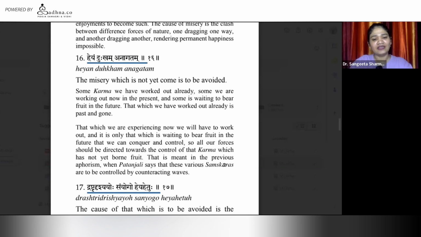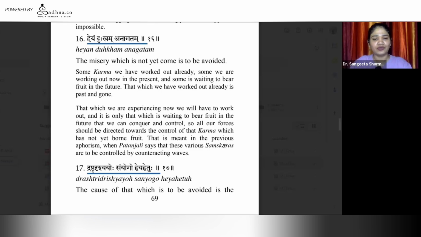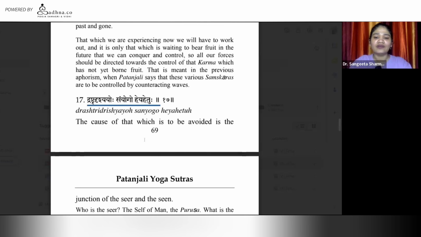And my friends, if I continue, in the 17th sutra he said heyam dukkham anagatam, you can avoid the dukkha which is in the future. But the next question is, why is this dukkha here? What is the reason behind that dukkha? Then he gives the hetu. In the 17th sutra the word is hetu, meaning the reason. The reason behind this dukkha is the sanyoga, the conjunction of drishta and drishya.